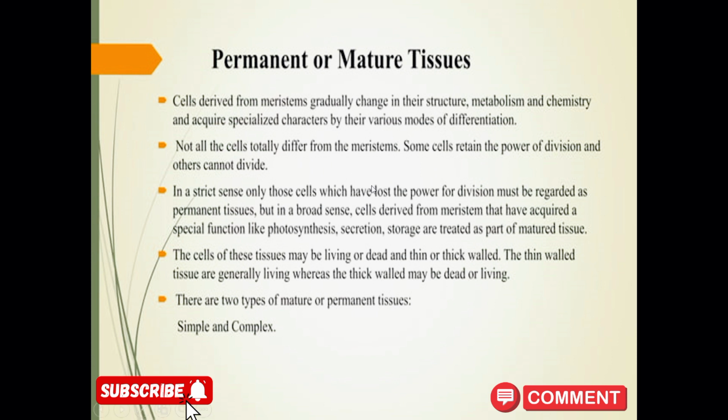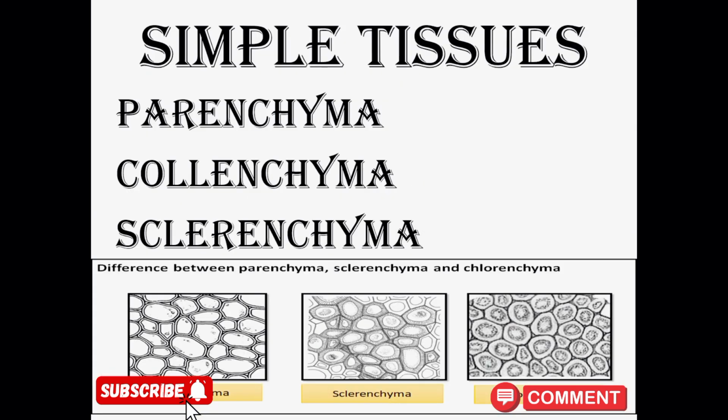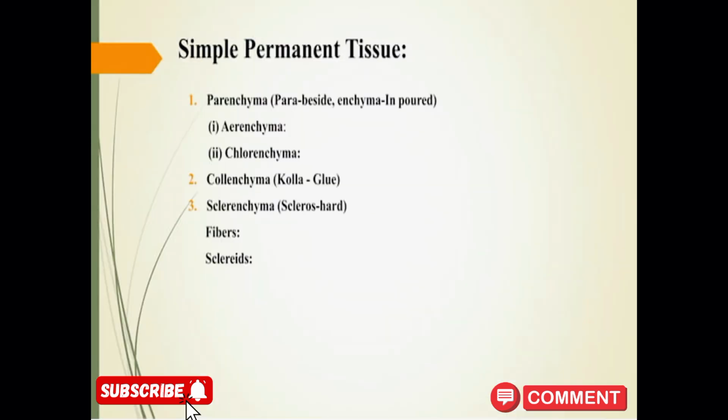They may be either thin or thick walled, either living or dead. There are two types of permanent tissues, simple and complex. Simple tissues are those made of only one type of cell, and there are three types of simple tissues: parenchyma, collenchyma, and sclerenchyma. Complex tissues are those composed of more than one type of cell, and their examples are xylem and phloem.